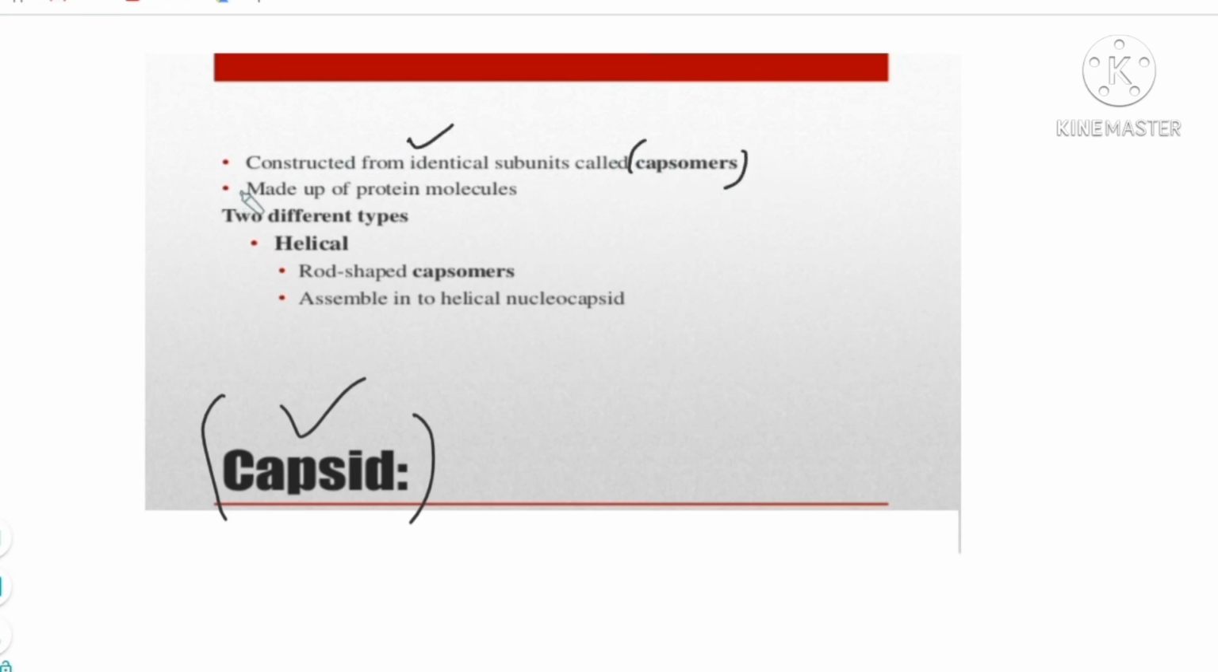I told you this earlier also. It's mostly made up of protein molecules. It's of two types, that is helical. Helical can be rod-shaped capsomers assembled into a helical nucleocapsid. Nucleo means nucleic acid. Capsid means these multiple units of capsomers.